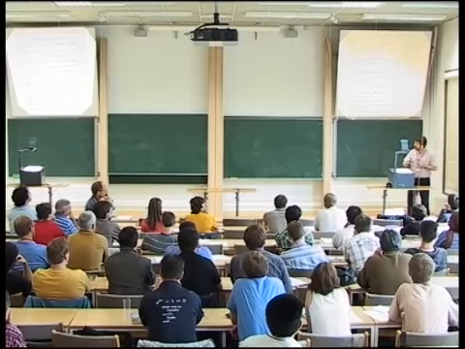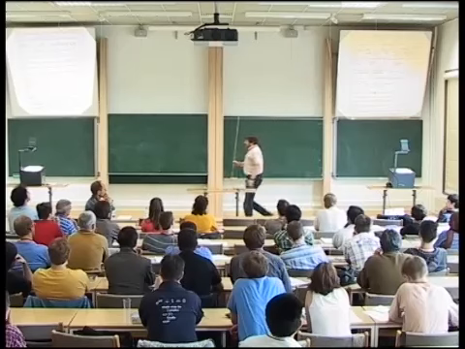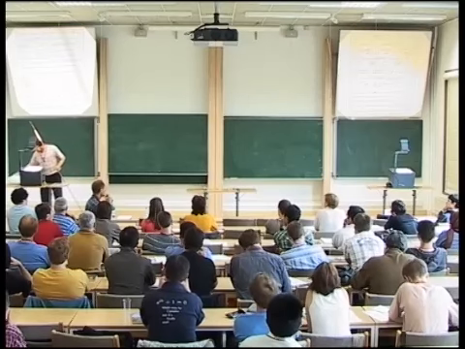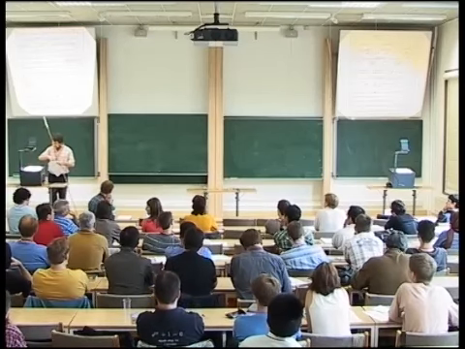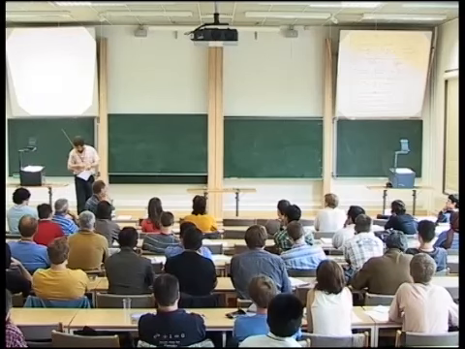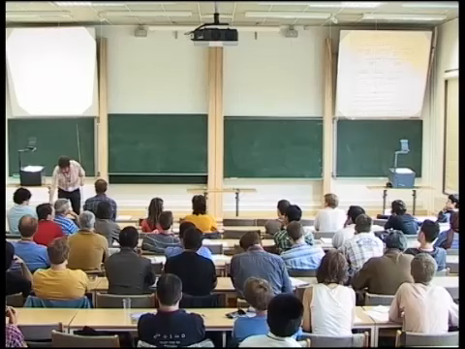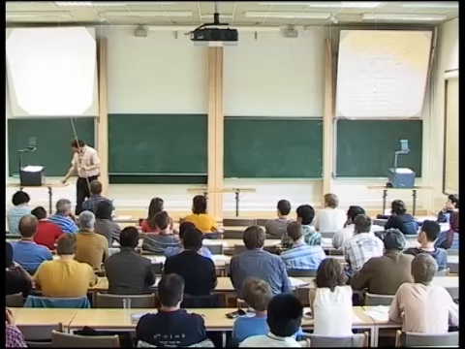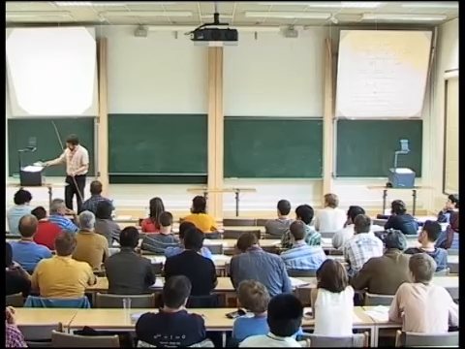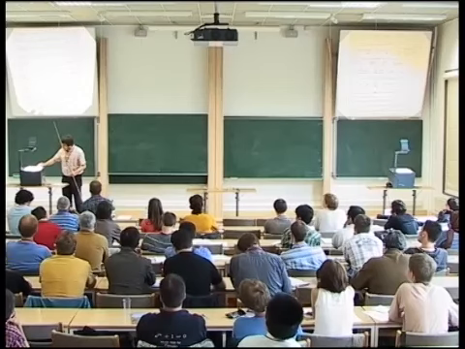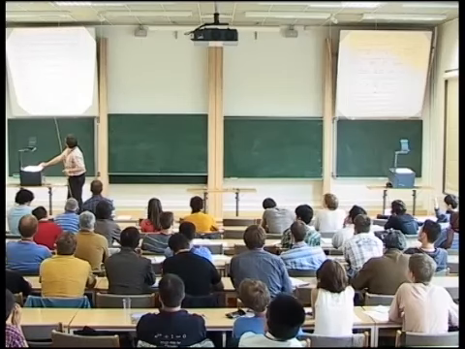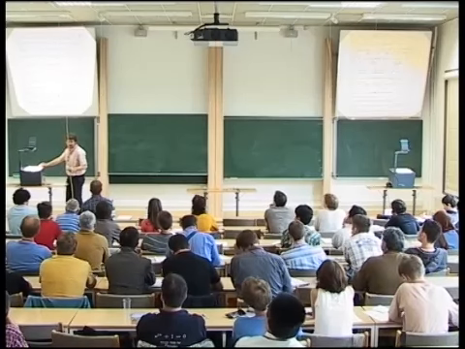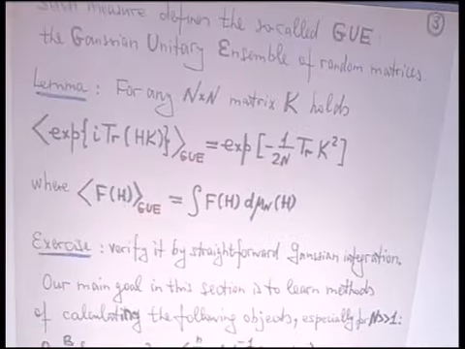Okay. So this we define, and this measure defines a quite famous object. Basically, what I described to you is the definition of what is known as the Gaussian unitary ensemble of Hermitian random matrices. This is just the definition of the Gaussian unitary ensemble.